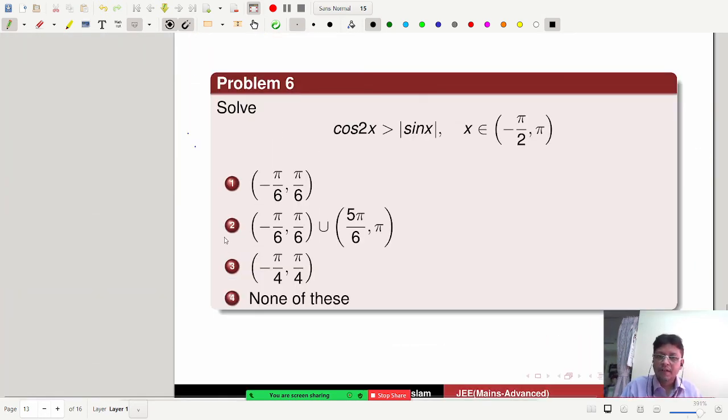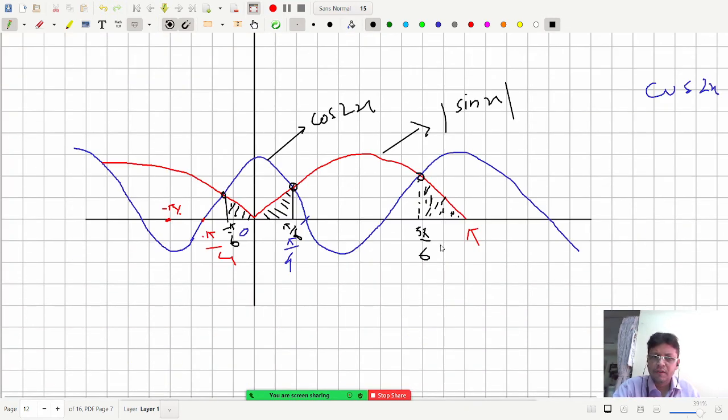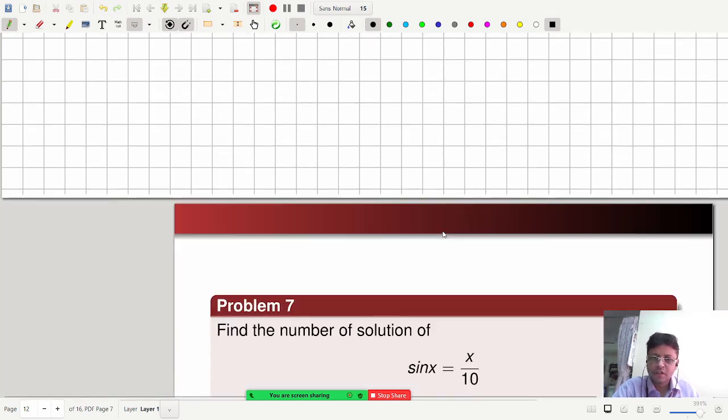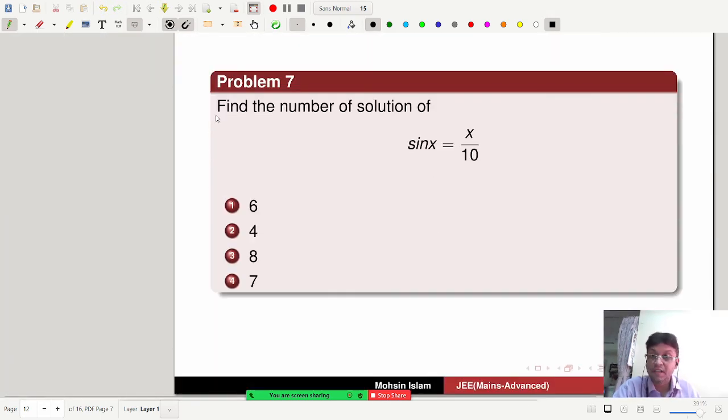So you have these options. These are the solutions: minus pi by 6 to pi by 6 union 5 pi by 6 to pi. That you can get from the graph. If you draw the graph, you can get everything from the graph. And if you need the point of intersection or number of solutions, then the number of intersection points within this interval will give you that, only from the graphical knowledge. Otherwise, sometimes it is very difficult to solve the problem without graphs.